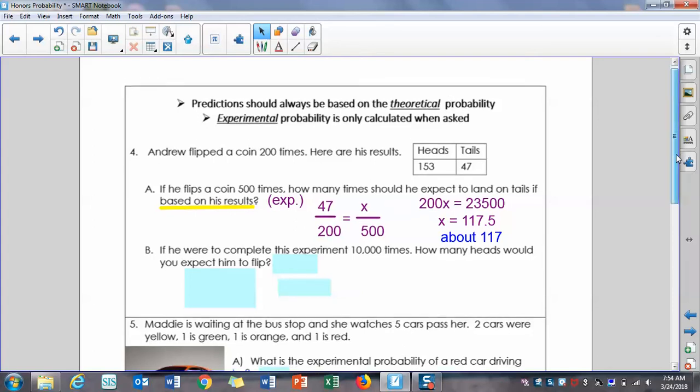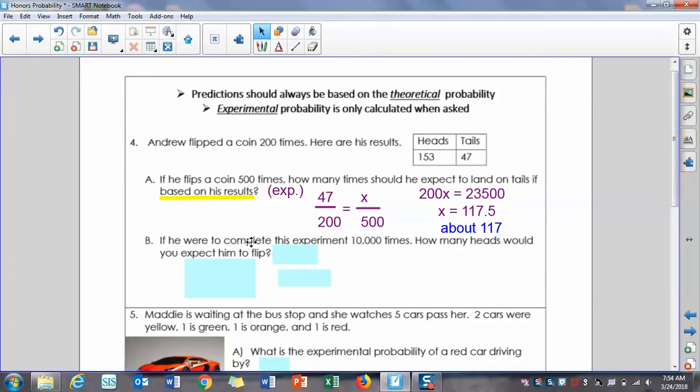Now, looking at B, if they were to complete the experiment 10,000 times, how many heads would you expect him to flip? Nowhere in this question does it state that we're going to look at the experimental results. It's just saying, what would you expect him to flip? So that's theoretical. So I have 10,000 times. There are two different outcomes, so over 2. So that means it should happen 5,000 times to land on heads. So exactly even 50% of the time.